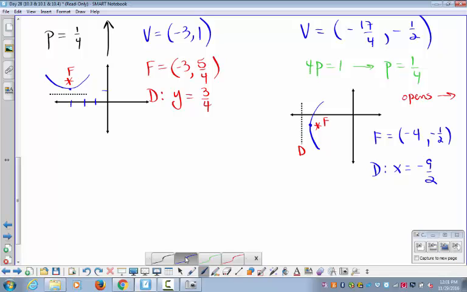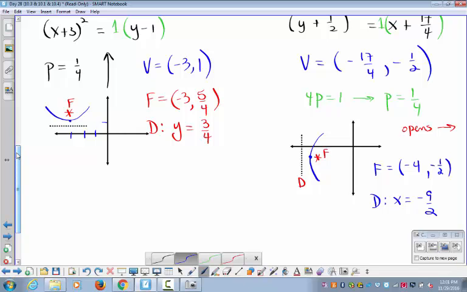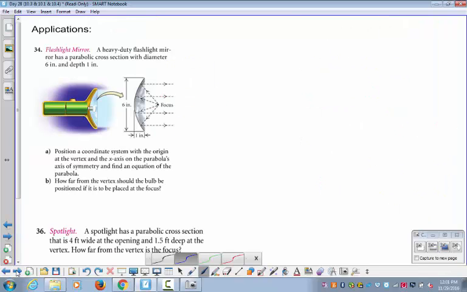Any questions on any of the steps? All right. So an application. Let's do an application.